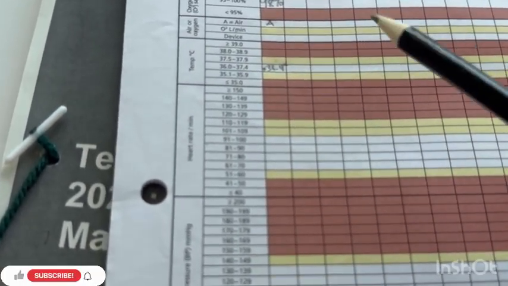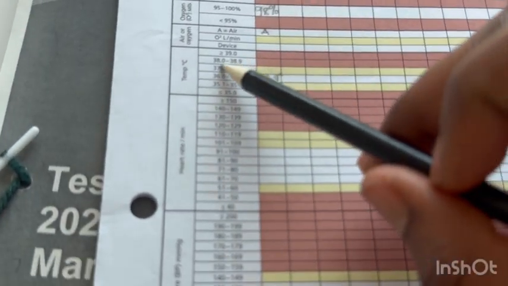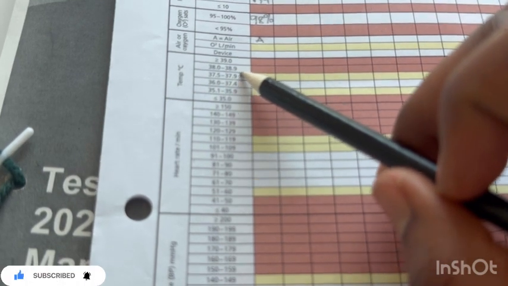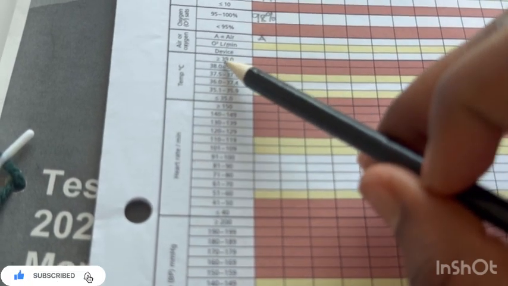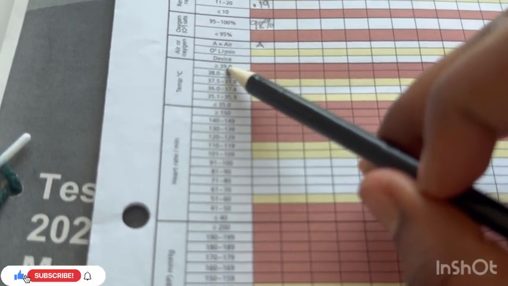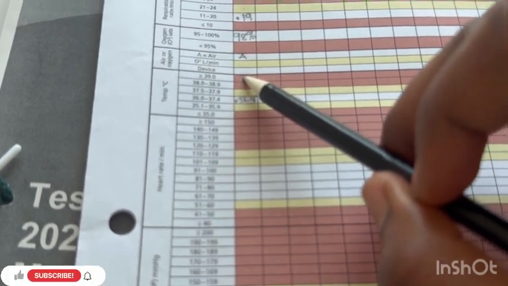Okay, anything 38.0 to 38.9, you are going to plot it in the amber. Anything above or equal to 39.0 degrees is going to come in the red box.